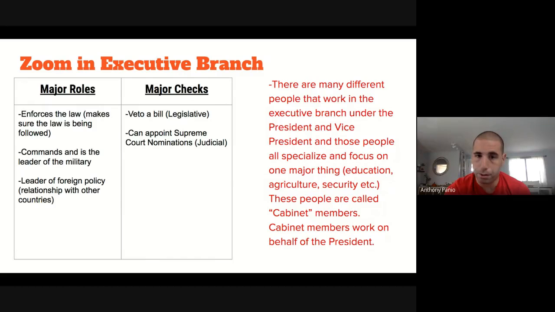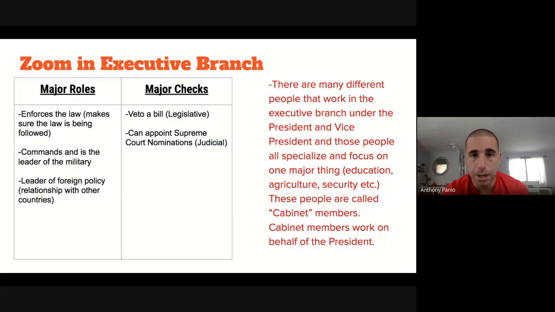Laws mean nothing if they're not enforced, right? If I have a school rule that says you're not allowed to chew gum in class and people chew gum all the time and I don't say anything, that's not me enforcing the rule. So you need to make sure the law is being enforced to make sure that it's effective.